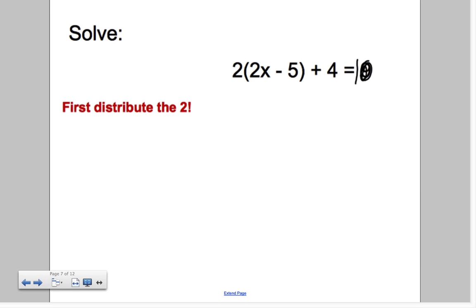All right, so could someone share with us, what are we distributing? Charity? The 2. And we're going to distribute a 2 to 2x and a 2 to the negative 5. Are we going to distribute a 2 to this positive 4 out here? No. Why not the 4? Because it's not in the parentheses. Yeah, the only 2 lucky numbers are 2x and negative 5. They get to have a factor of 2 distributed to them, but positive 4 is not included. Remember, the parentheses groups things, so positive 4 is not in the group.